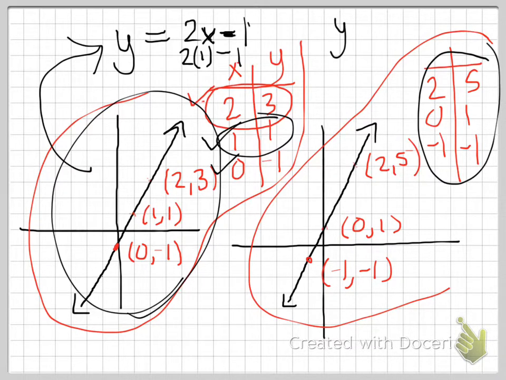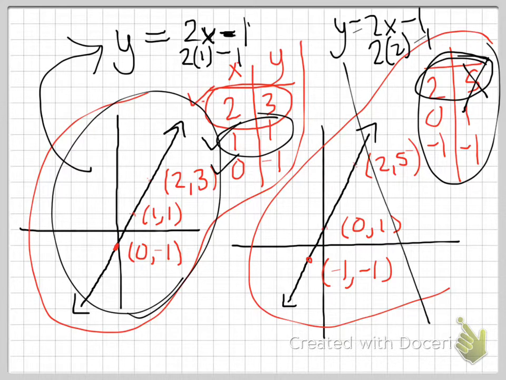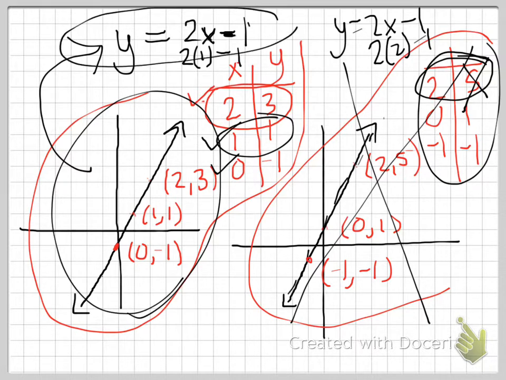Okay, so the equation was y equals 2x minus 1. So I'm going to use this point and plug it in. So 2 times 2 minus 1. 2 times 2 is 4. 4 minus 1. Nope, it's not 5. So as soon as I find one that doesn't work, I can say, nope, that's not the graph. Because remember, every point on the line should make it true for that equation.